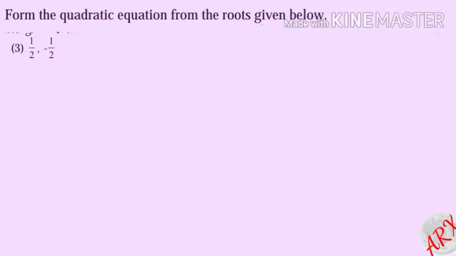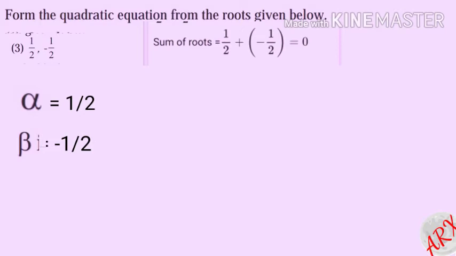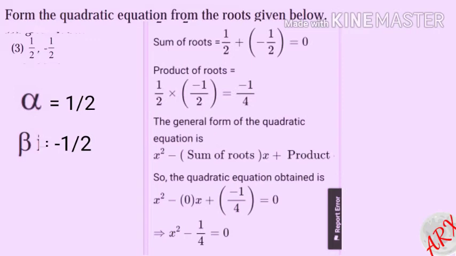Third, 1/2 and minus 1/2. Let alpha equal 1/2 and beta equal minus 1/2. Now alpha plus beta we get 1/2 plus minus 1/2. So 1/2 minus 1/2 will be 0, and alpha beta, 1/2 into minus 1/2, will be minus 1/4. So the required quadratic equation will be x square minus 0x plus minus 1/4 equal to 0. That is x square minus 1/4 equal to 0.